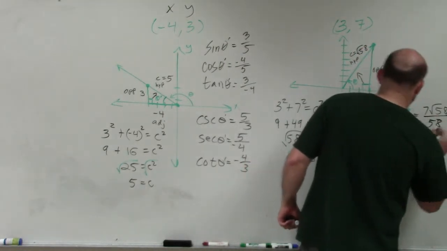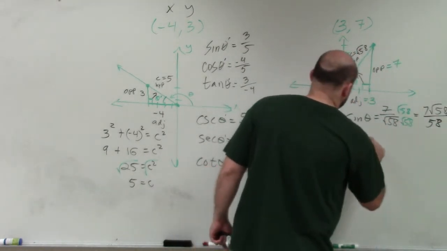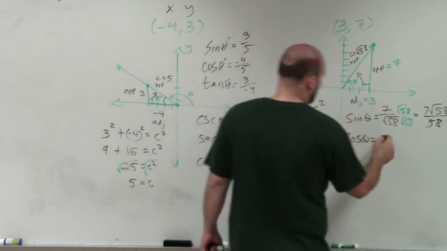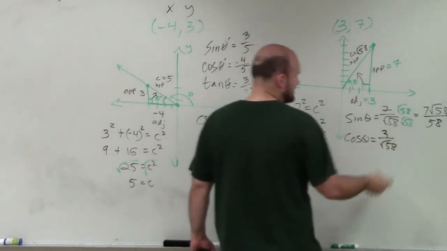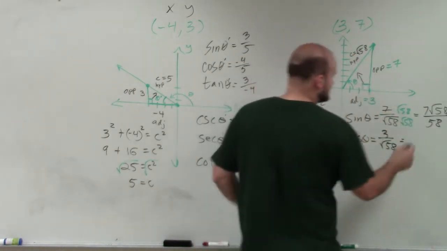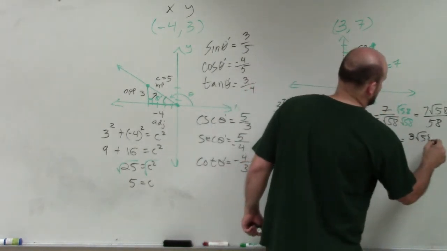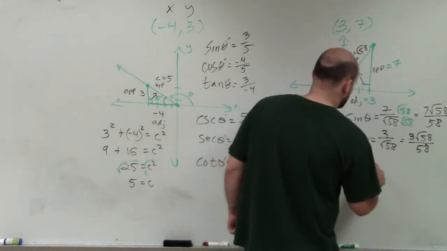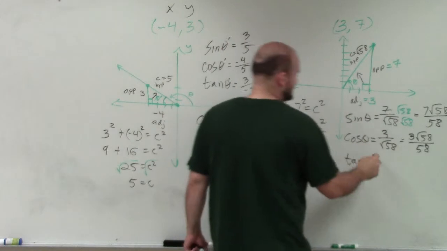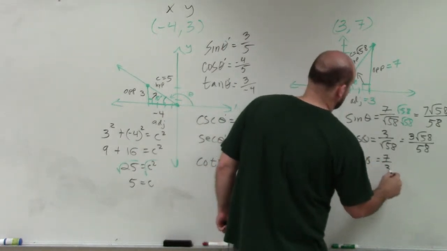OK, so now the cosine of theta, that's going to be adjacent over hypotenuse. So it's going to be the same thing, but now we have 3 instead of a 7. So my final answer, once I rationalize the denominator, is going to be 3 square root of 58 divided by 58. Tangent of theta is going to be opposite over adjacent, which we like this one, 7 over 3.